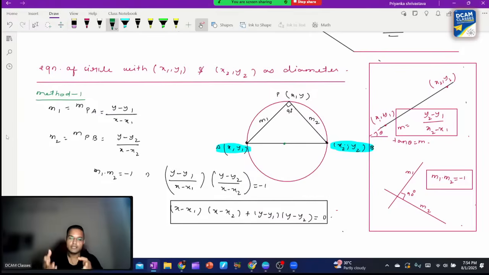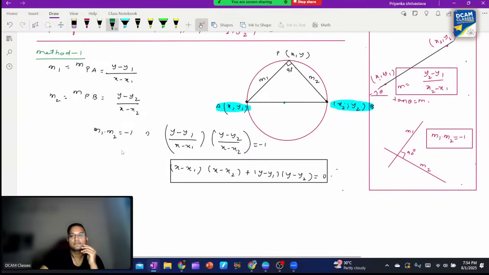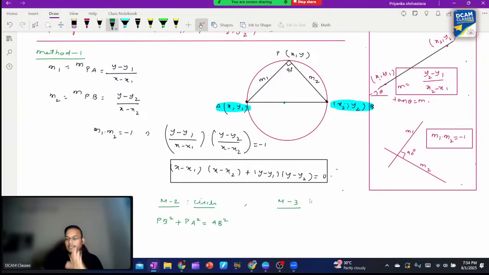In that case, you will get three methods. Method 2: you have to find PB square, plus PA square, which will be equal to AB square. This is one method of getting the equation of circle. The other method is to find the center.